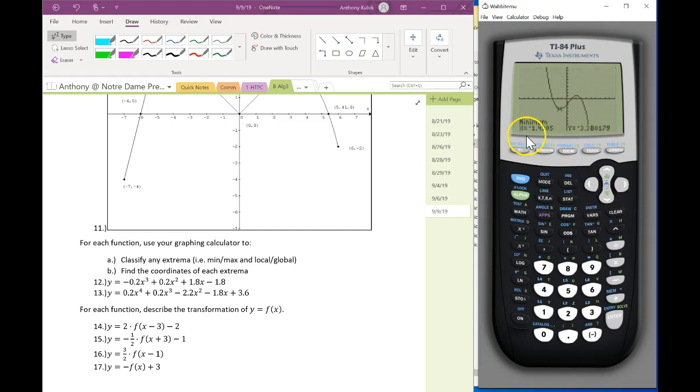So my minimum is at negative 1.4305, comma, negative 3.380179. To do the maximum, we do exactly the same thing, except we use the maximum command.